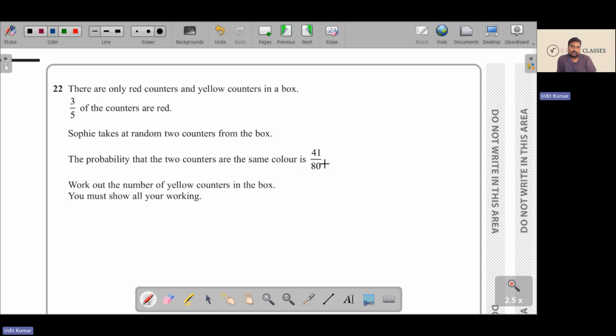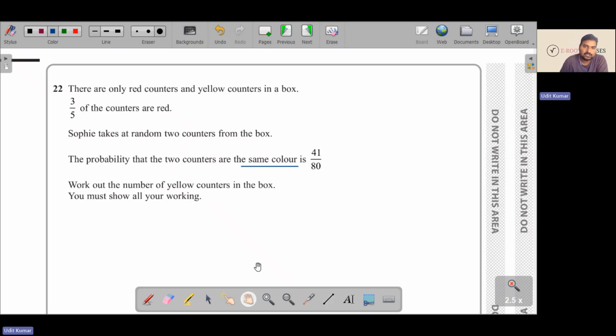The probability that the 2 counters are of the same color is 41 divided by 80. Work out the number of yellow counters in the box. You must show your workings.